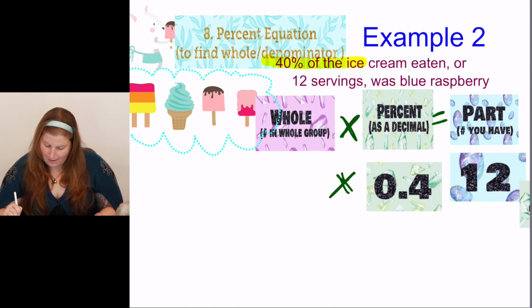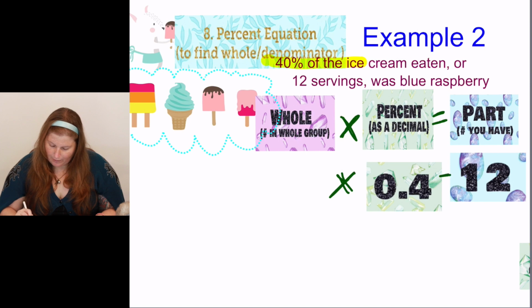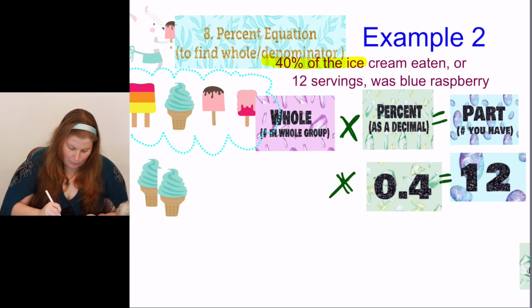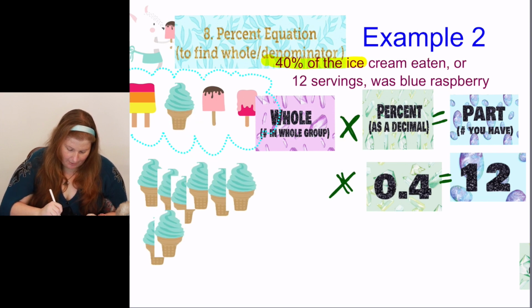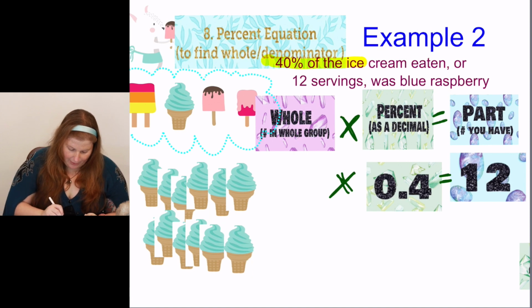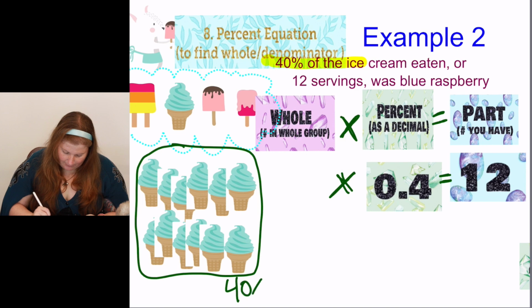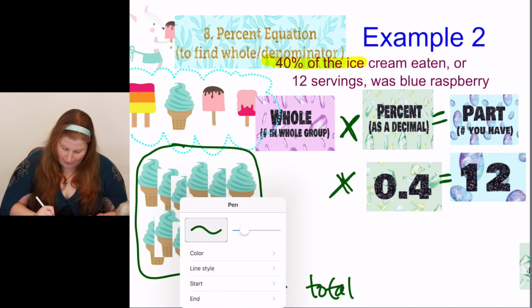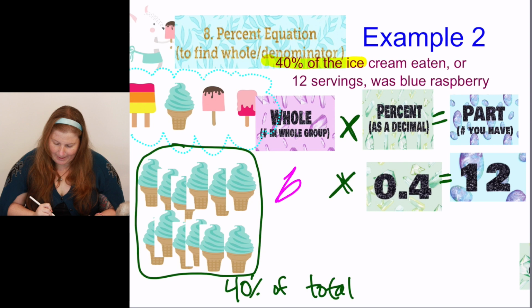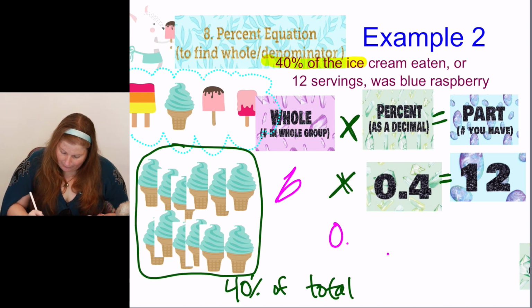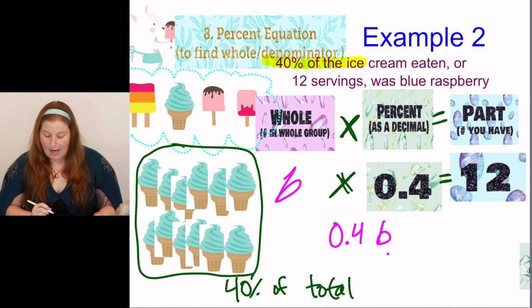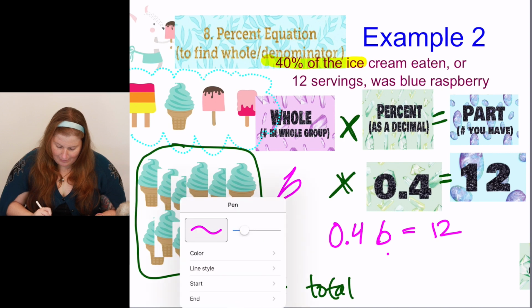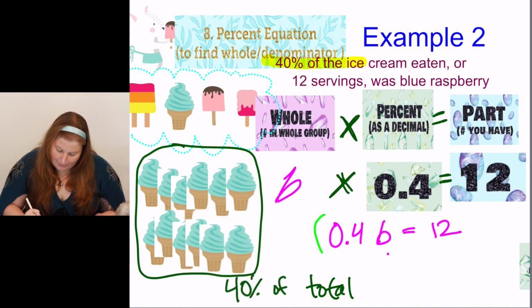So we're going to have the size of the whole group times 0.4 is equal to 12. Or if we take 12 of these blue raspberry ice cream cones, we know that this is equal to 40% of the total. So the total times 0.4 is going to equal 12. And again, this is our variable that we're trying to solve for. We want to find out what it is, so this is our variable b. Another way to write this would be 0.4b, which just means 4/10 times b, is equal to 12. Let's isolate our variable. I'm going to divide both sides of this equation by 0.4.